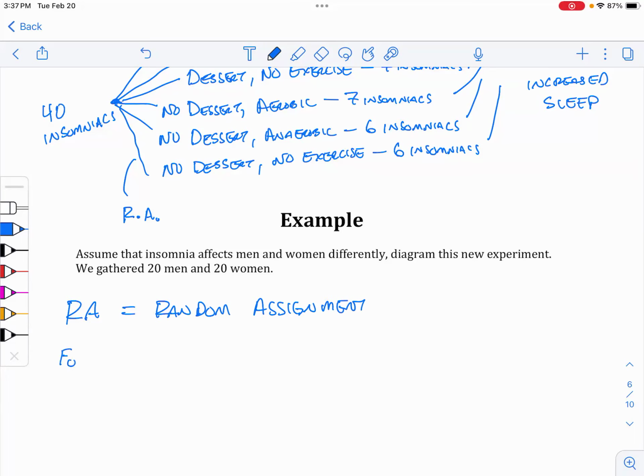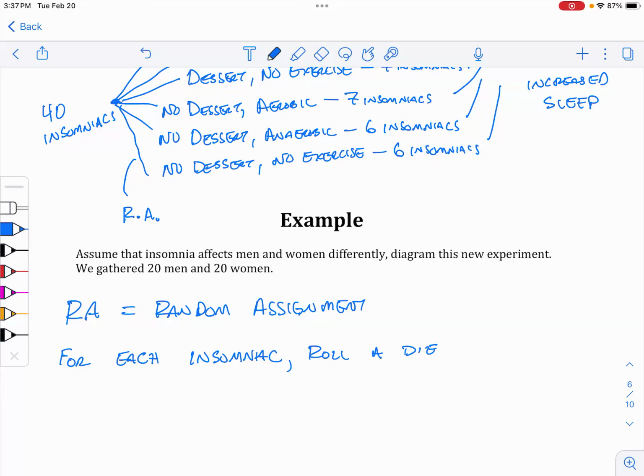So for each insomniac, I need to randomly assign them to one of the treatment groups. Again, they don't get to choose. How many treatment groups do I have again? 6. Is there an object that randomly assigns numbers 1 to 6? A die. All right. So basically, for each insomniac, roll a die.